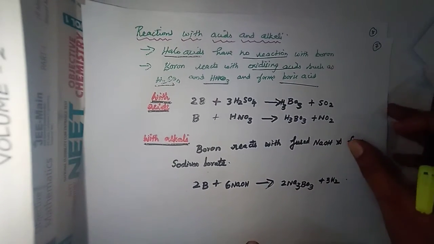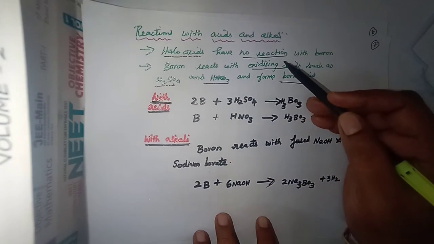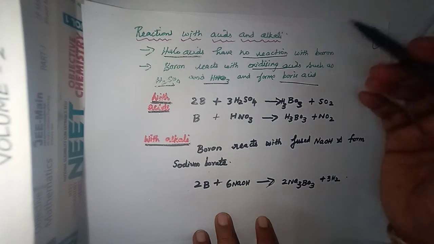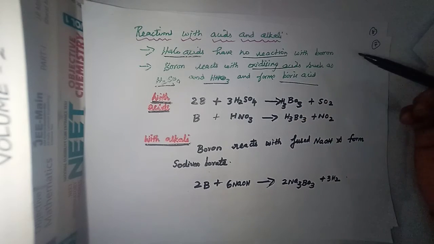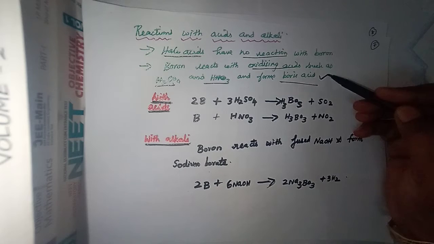Reaction with acid and alkali. Halo acids have no reaction with boron. That means HCl does not react with boron. Boron reacts with oxidizing acids, such as sulfuric acid and nitric acid, and forms boric acid.